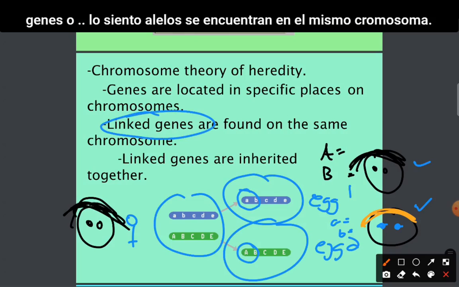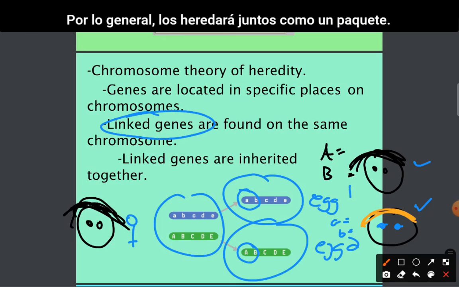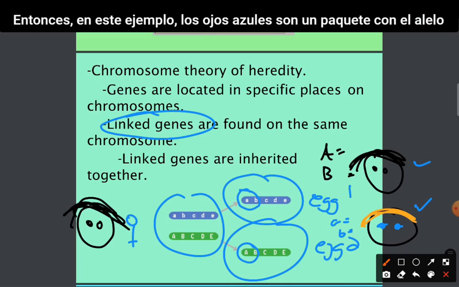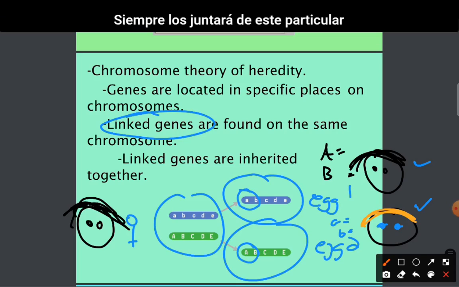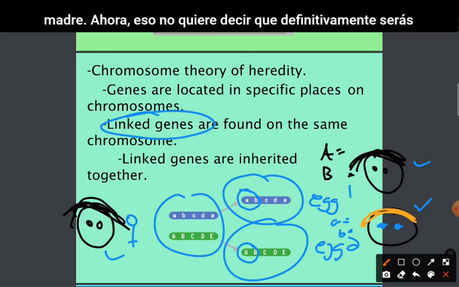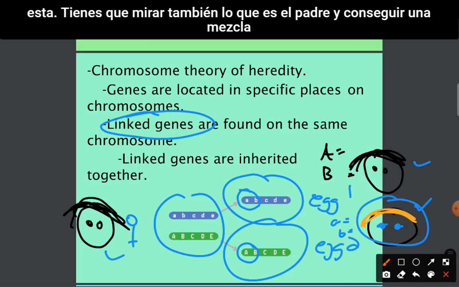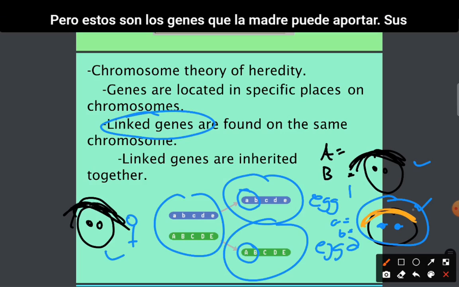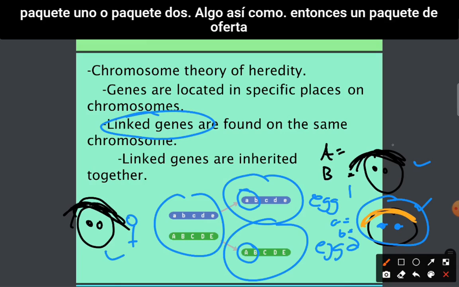When alleles are found on the same chromosome, you typically will inherit them together, like a package deal. So in this example, blue eyes is a package deal with the allele for orange hair. You will always get them together from this particular mother. Now, that's not to say that you will definitely be this. You have to look at what the father is, too, and get a mix from there and do a Punnett square. But this is the genes that the mother can contribute. It's either package 1 or package 2.